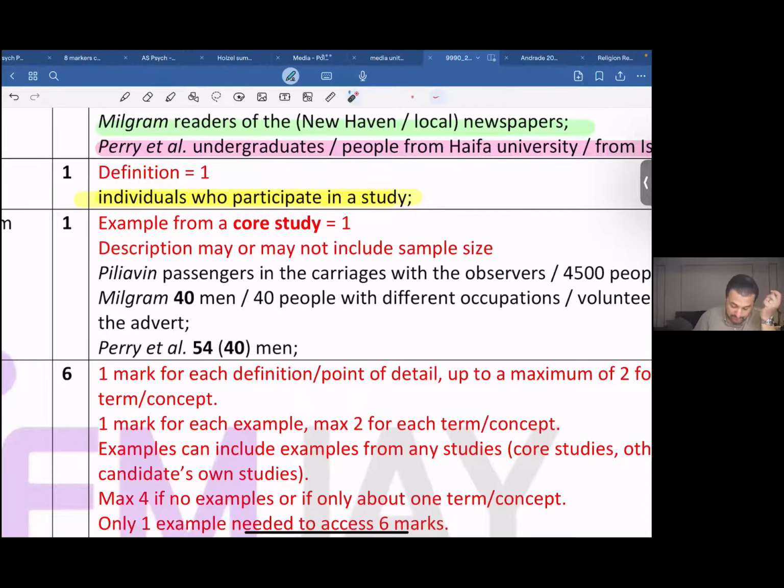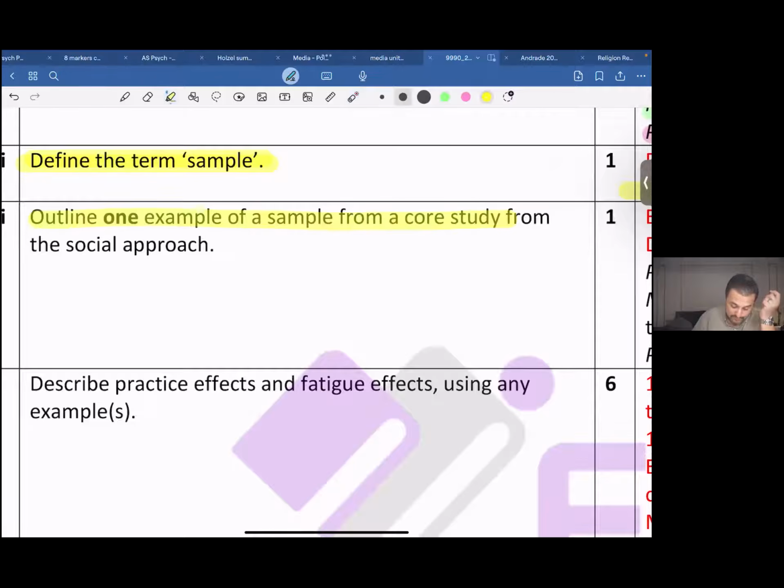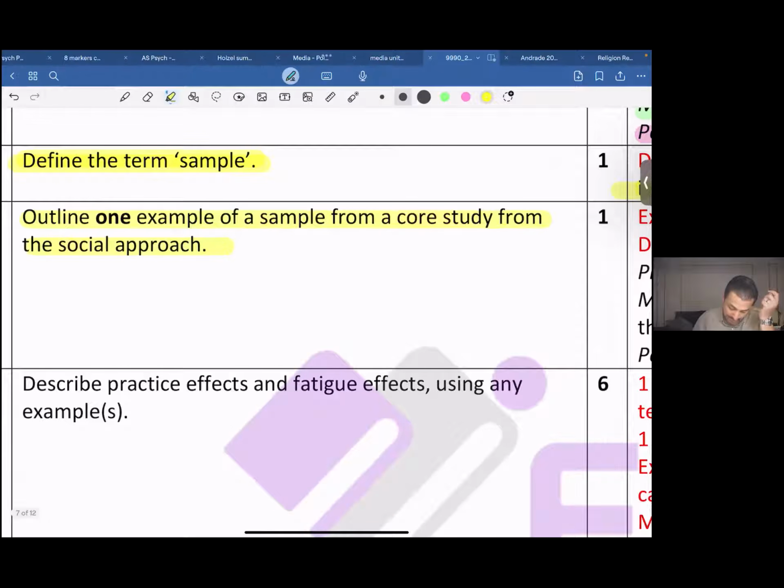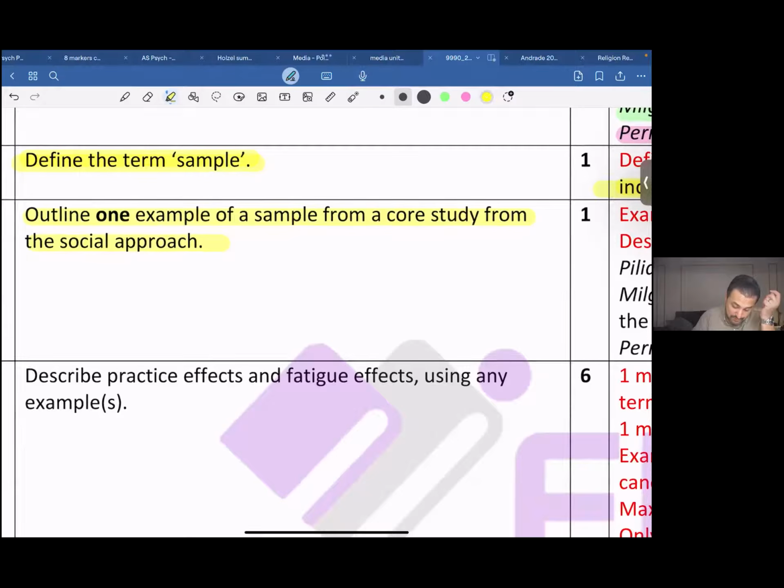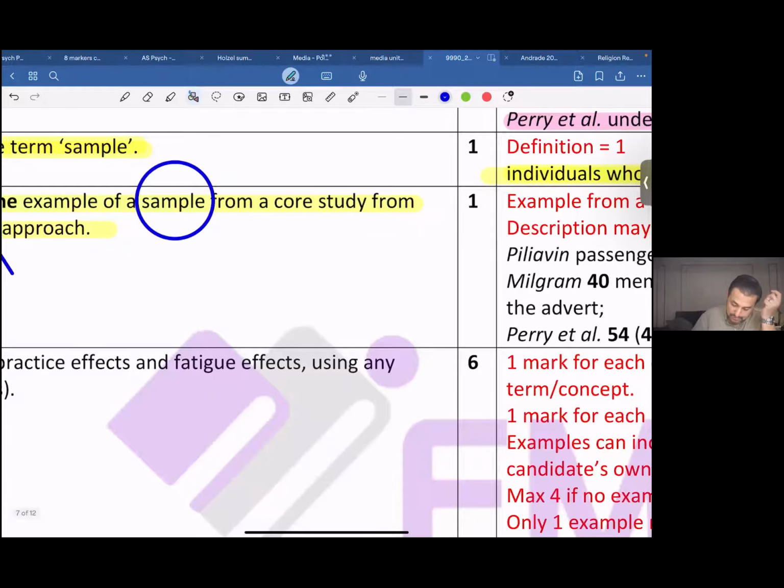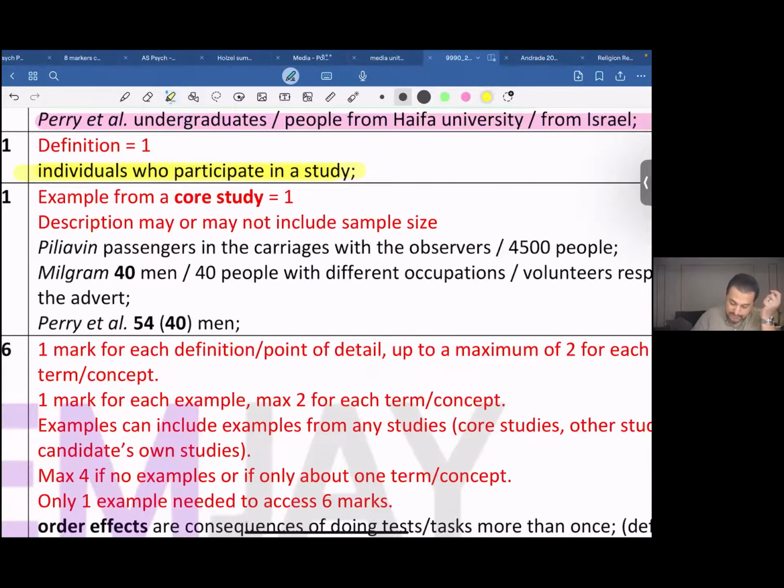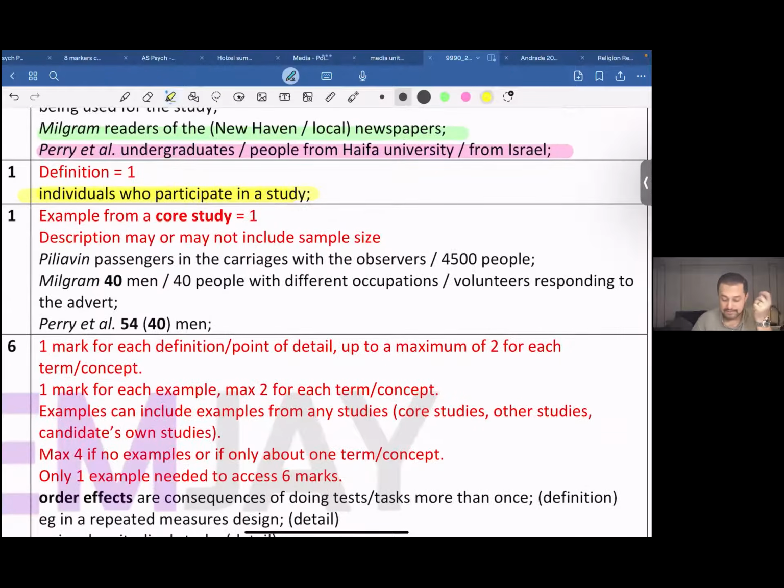Moving on, part 5B, what does this read? Outline one example of a sample from a core study from the social approach. Again, here you go, your knowledge on the core studies. Questions like these are amazing examples. Remember at the beginning when I had said your knowledge on core studies is important along with your grip on research methodology. So yeah, you want to use the example of Piliavin.